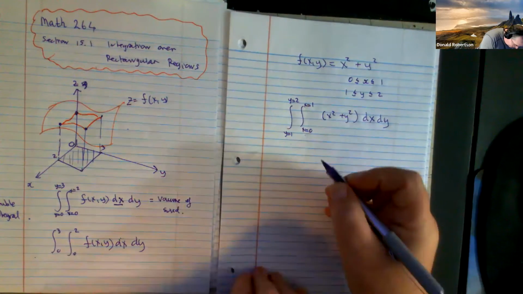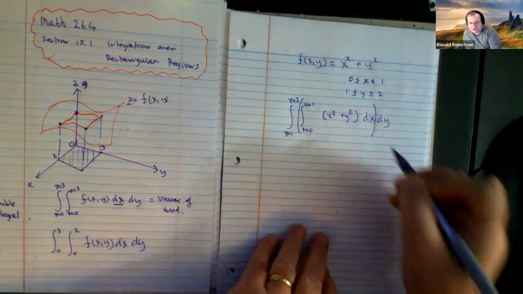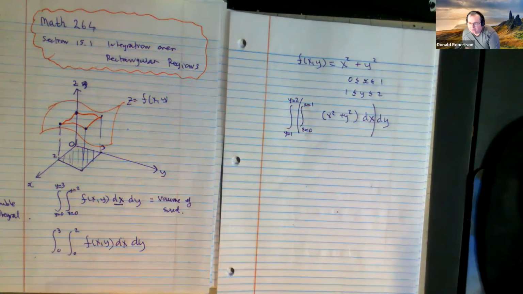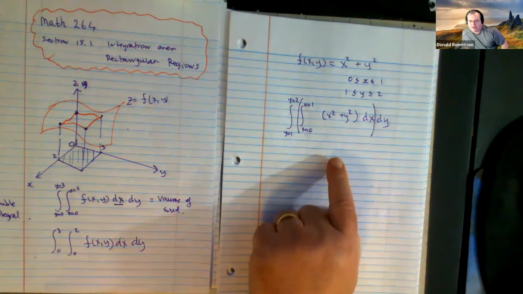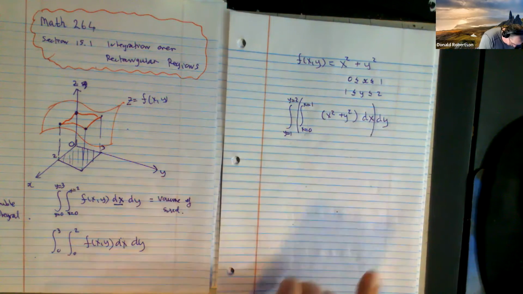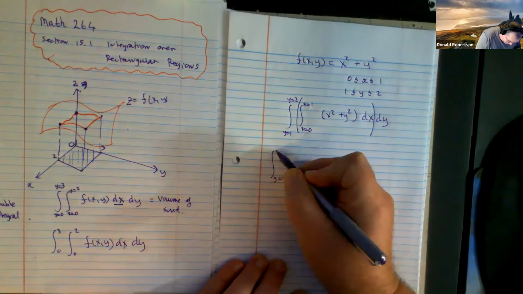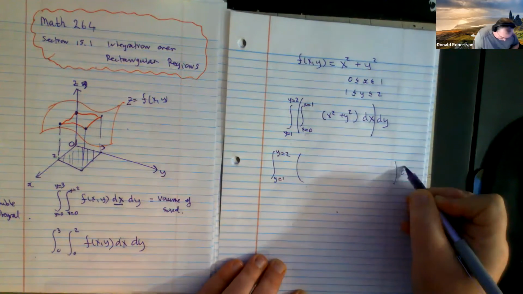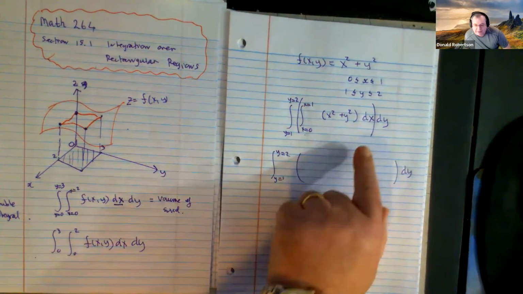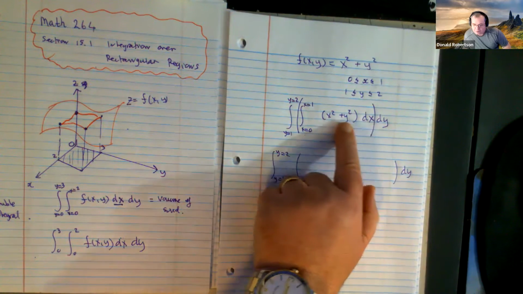Now, if you want to really overemphasize things, stick a big bracket around that guy. And what that means to me is do this first and then do the dy guy second. So it's going to be the integral from y equals 1 to y equals 2 dy. Now, integration rules are a little bit different when you do multivariable. Let's do the easy one first.